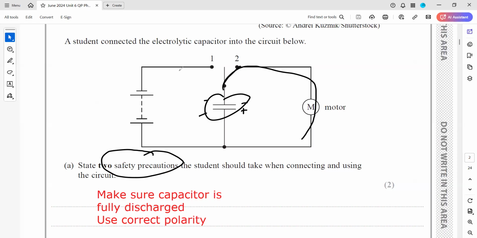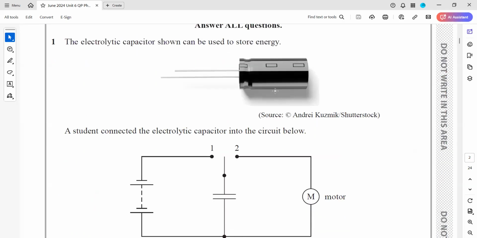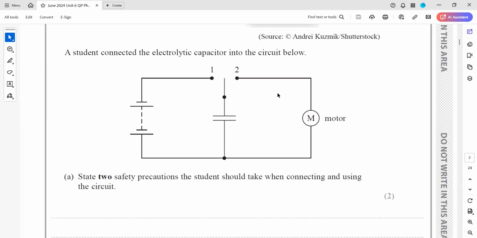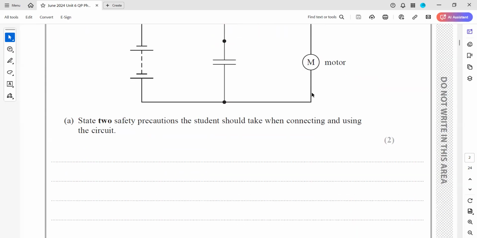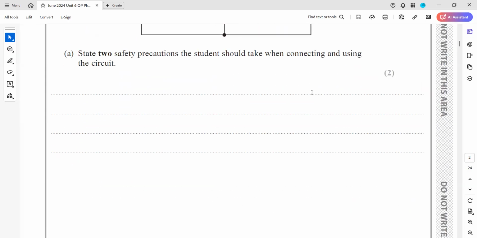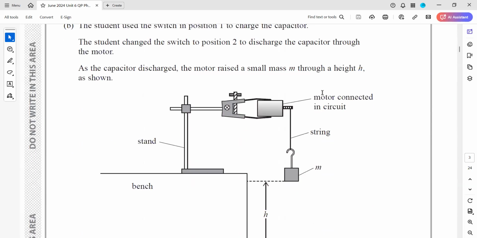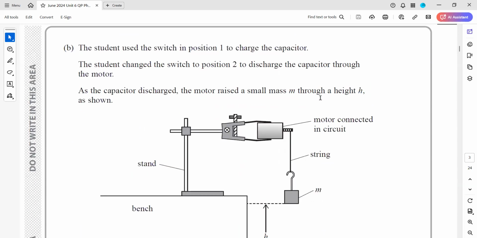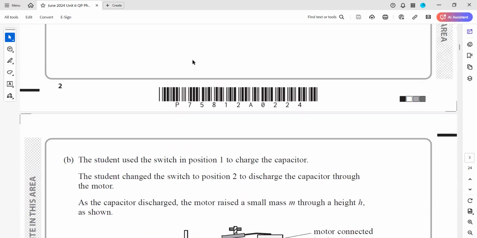So we have to make sure not a very high voltage is applied across the capacitor, as that will also damage the capacitor. Not high voltage across the terminals, because the capacitor can also short circuit. A very high voltage should not be used. The capacitor should be connected in the right polarity, and we have to make sure the capacitor is fully discharged.